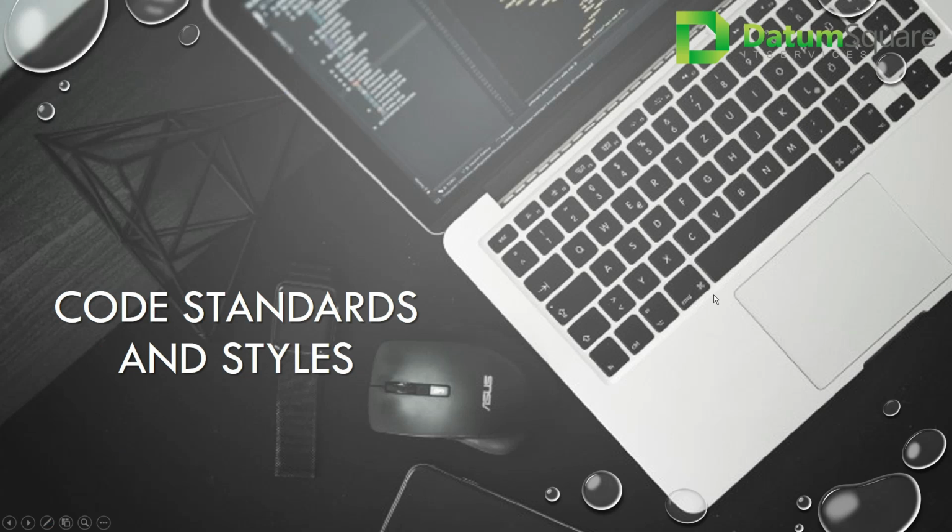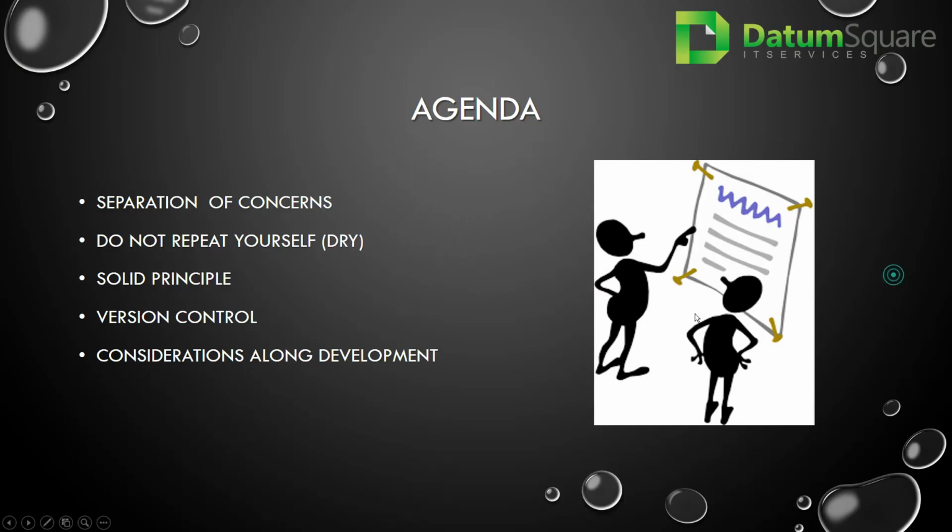So, the topic of our today's presentation is code standards and styles, in which we will talk about some best practices regarding code standards. In this presentation, we will be discussing the following principles and approaches. These are separation of concerns, DRY principle, which is do not repeat yourself, SOLID principle, version control system, and we will talk about some considerations along with development.